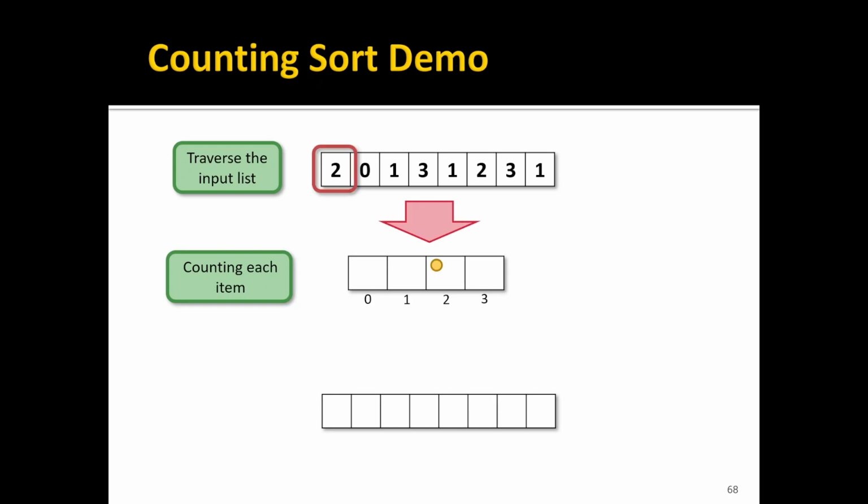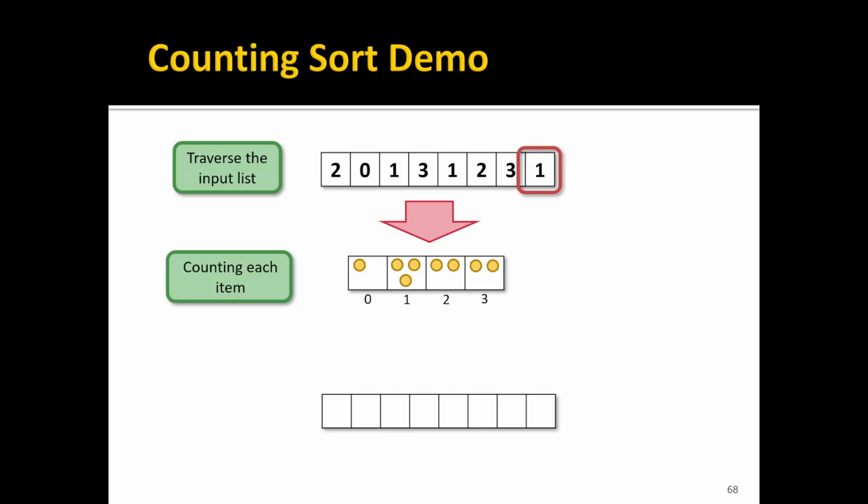So the first item is a 2, so we put a dot in the 2 bucket. The next item is a 0, so we put a dot in that bucket. Next item is a 1, so we count one of those. Then a 3, so we count one of those. We see another 1, so now we have 2 in that bucket, etc., until we've passed through the entire list. So after we've finished this first pass, we've counted up all of the integers of each type, and now we have this list of the buckets.